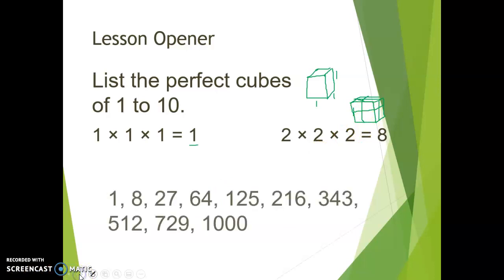Our other perfect cubes include 3 by 3 by 3. So 1 cubed is 1, 2 cubed is 8, 3 cubed is 27, 4 cubed is 64, so forth and so on. You can see the first 10 perfect squares and perfect cubes up on the wall in the classroom.